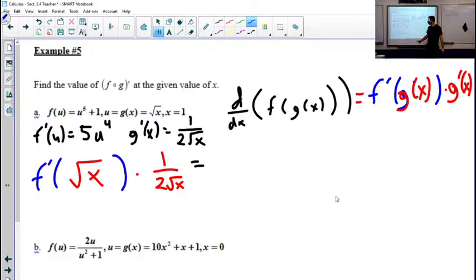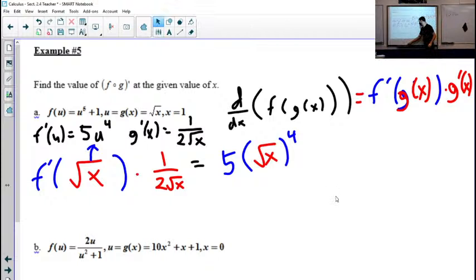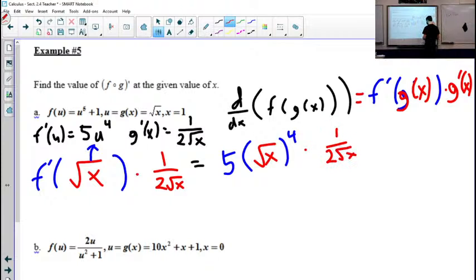So f prime of square root of x. We're going to take square root of x and plug it into f prime. f prime is 5u to the 4th, so instead of u, in comes square root of x, times the derivative of the inside part, 1 over 2 root x. So that's going to equal 5 times the square root of x to the 4th.